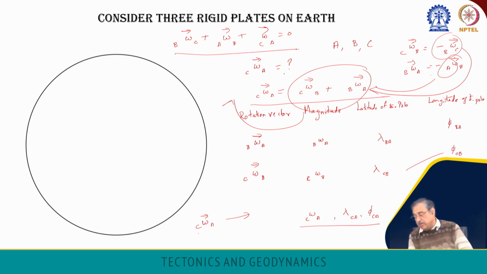Now what does this actually mean? When you have three vectors which add up to 0, this implies that these must be coplanar.